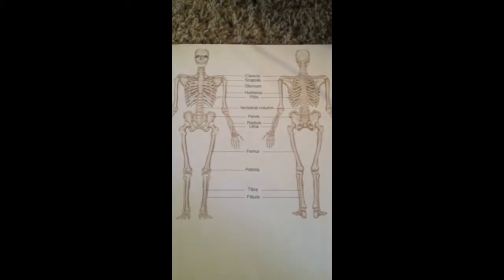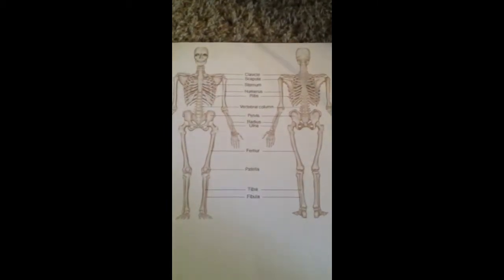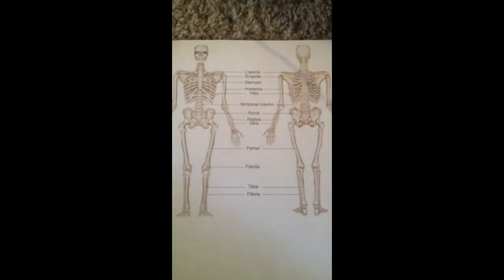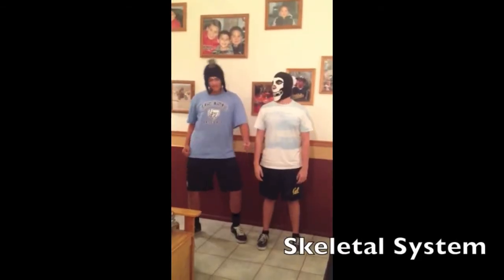When bones connect, the area is called a joint. Movable joints are held together by ligaments. Ligaments make sure that joints don't go too far in one direction.